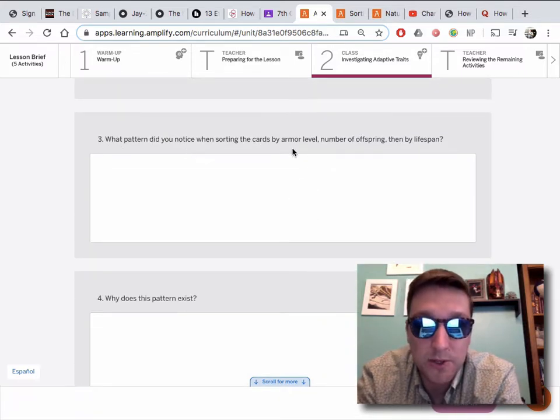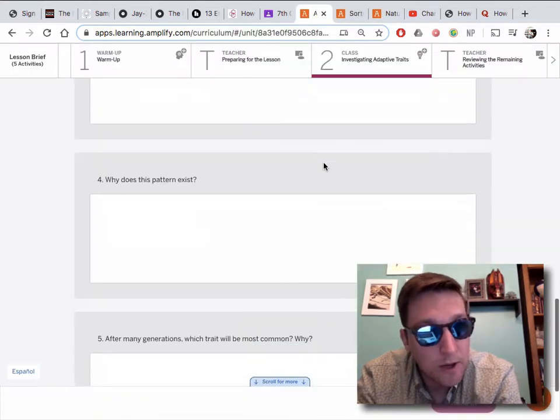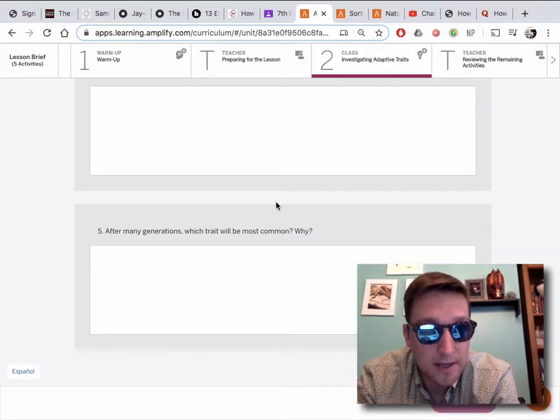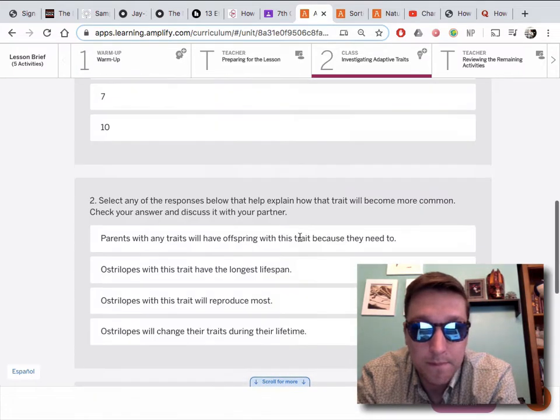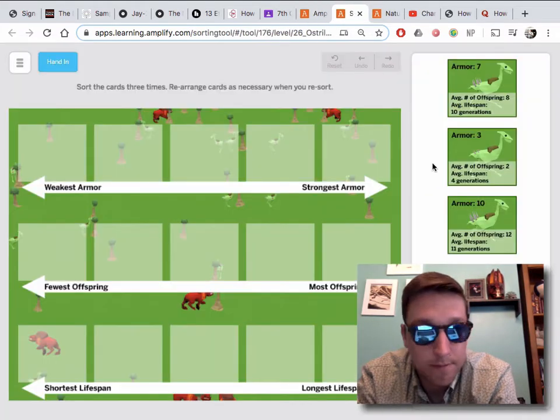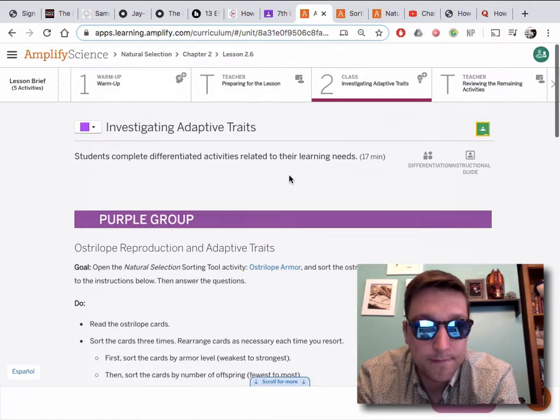Which pattern did you notice when sorting the cards by armor level, number of offspring, and then by lifespan? Maybe you see some sort of commonality there. Why does this pattern exist? And after many generations, which trait will become the most common? Which armor trait? And let's move to your last part.